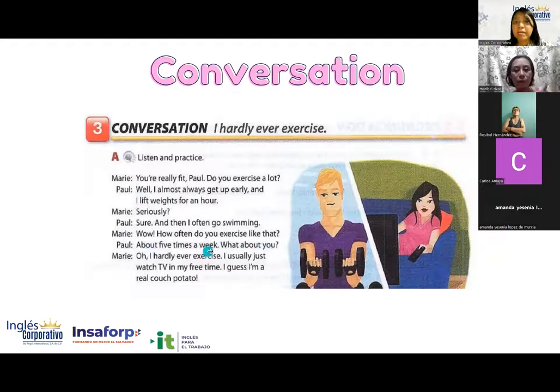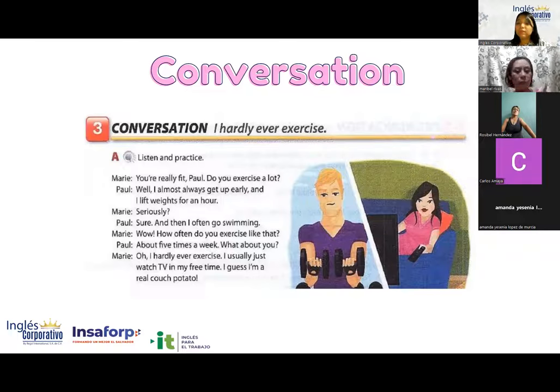Swimming. Wow. How often do you exercise like that? About 5 times a week. So that means that probably he goes from Monday to Friday, right? What about you? Oh, I hardly ever exercise. I usually just watch TV in my free time. I guess I'm a real couch potato. What is the meaning of this phrase? Give me synonyms.